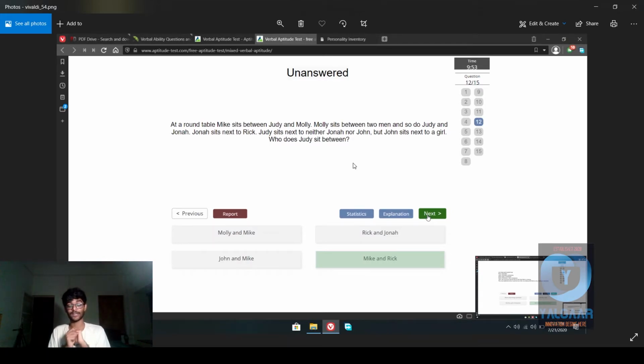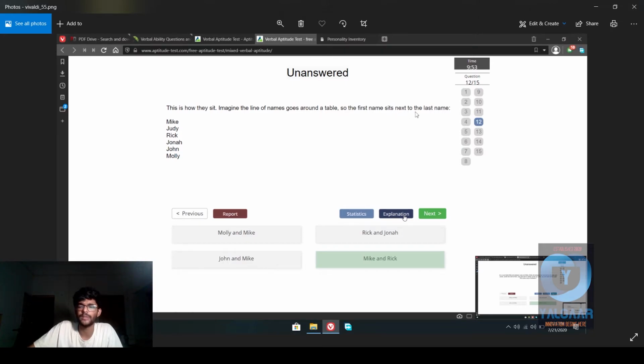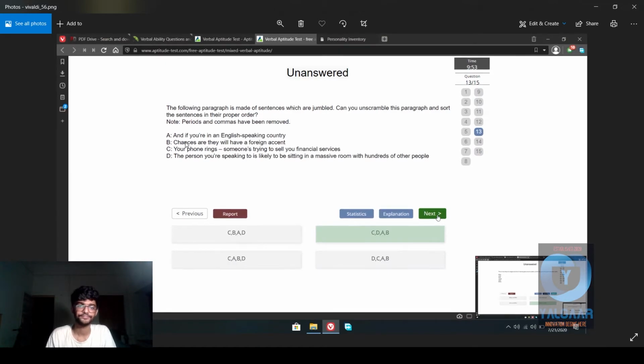Now you need to find this out by actually planning out a map. You need to find out where somebody is, and you have to make sure who is next to what. You don't really need to draw a circle. You can write their names in a line. So imagine the line of names goes around the table. The first name sits next to the last name. So that way you can write down their names and stuff like that. You obviously are not going to get it on the first try. You will write it down. You will cut their names. You'll do that. So have paper ready always. So the answer is Mike and Rick apparently.